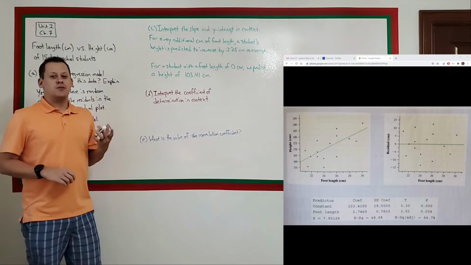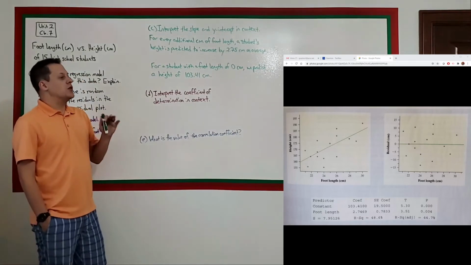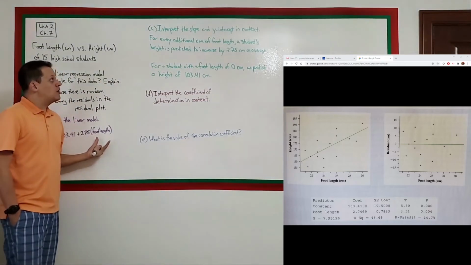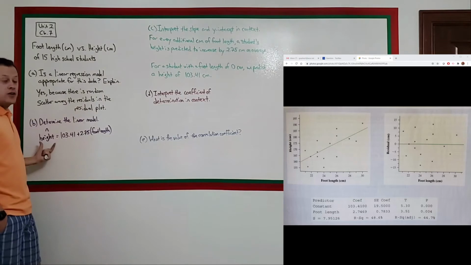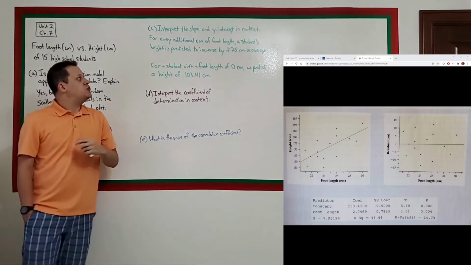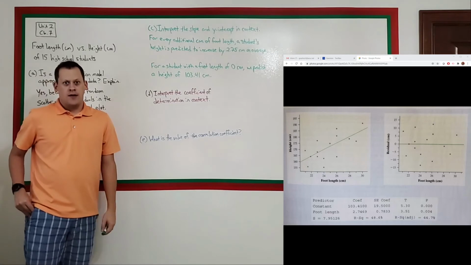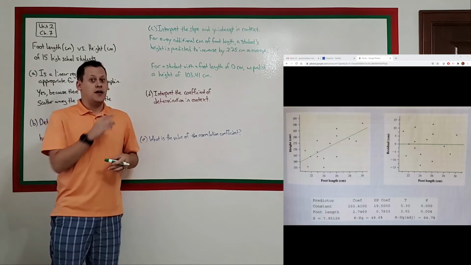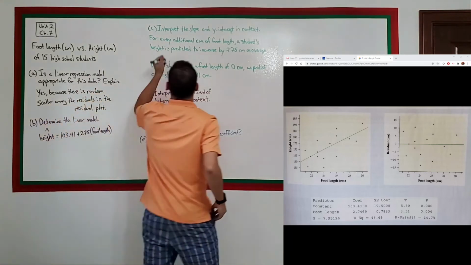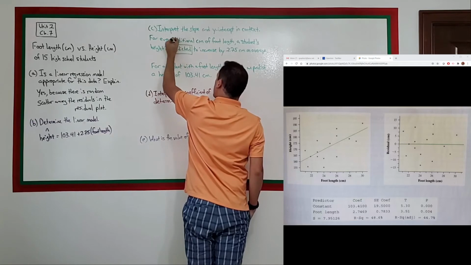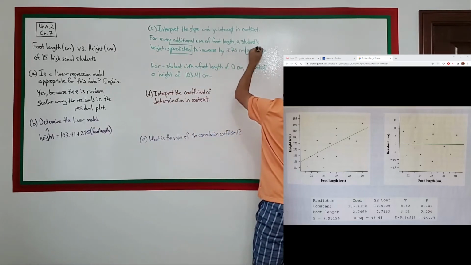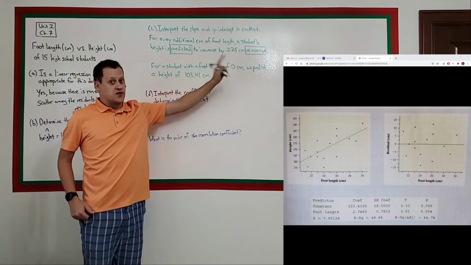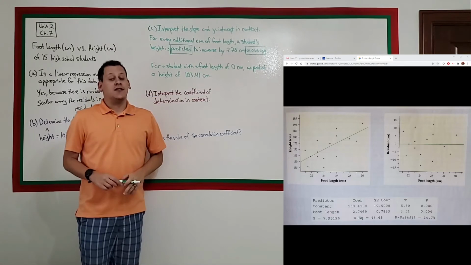Okay, there are my interpretations for the slope and y-intercept. Slope first. For every additional centimeter of foot length, our x variable, a student's height, the y variable, is predicted to increase by 2.75 centimeters on average. I want to point out where many students falter in interpreting the slope of a best fit line. If you don't have either of these phrases or something similar to it, your interpretation is wrong.